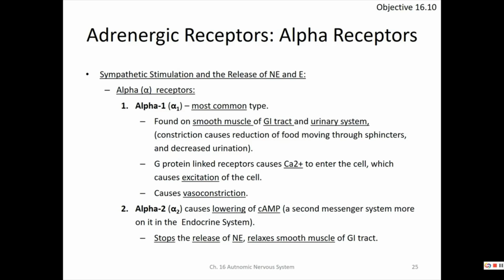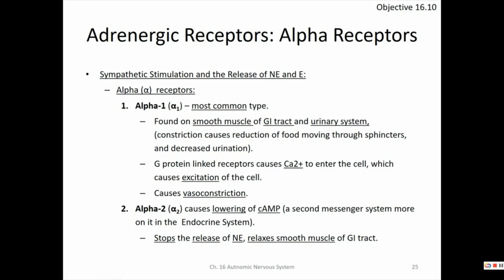Okay? Now, alpha 1s: smooth muscle, GI tract, urinary tract. The G protein can let calcium enter, exciting the cell, so that will cause constriction of sphincters, constriction of muscle tissues, reduction of moving through sphincters, contraction, things like that. Okay? Now, it's also a vasoconstrictor, alpha 1s. Vasoconstrictor.